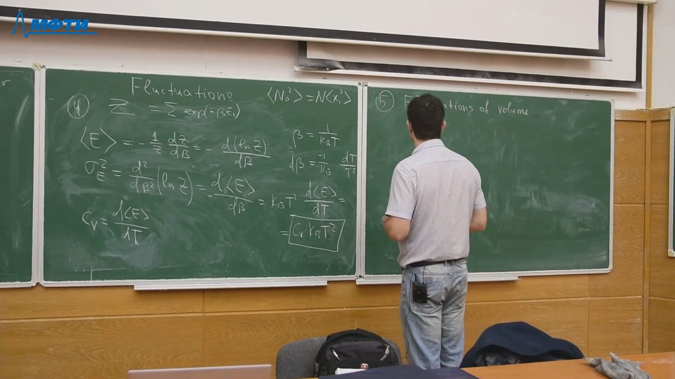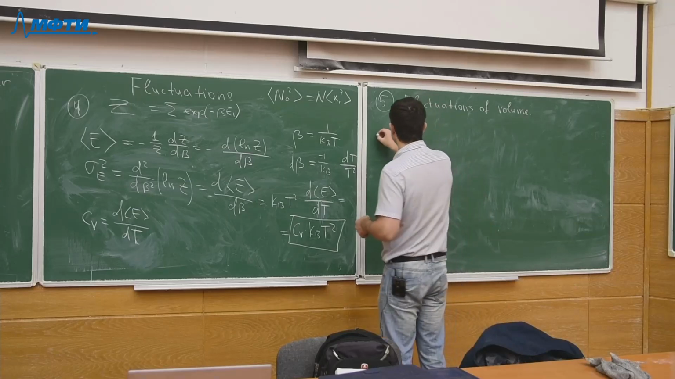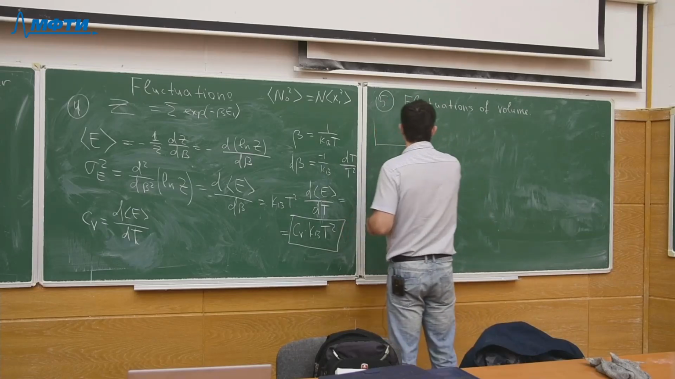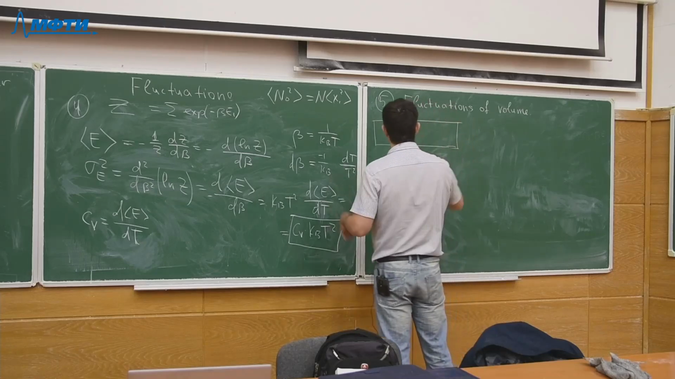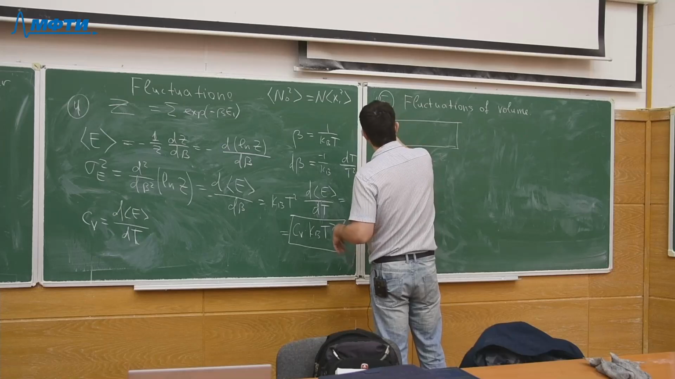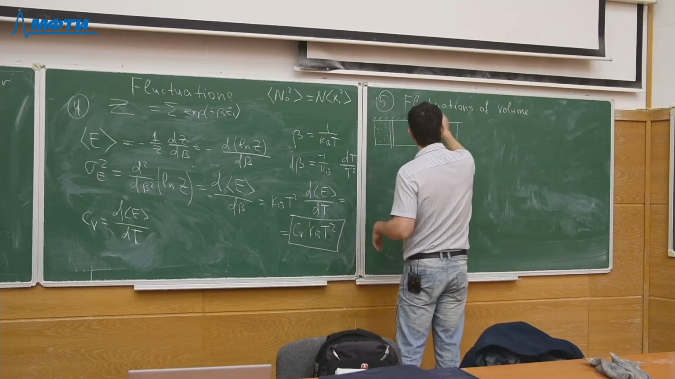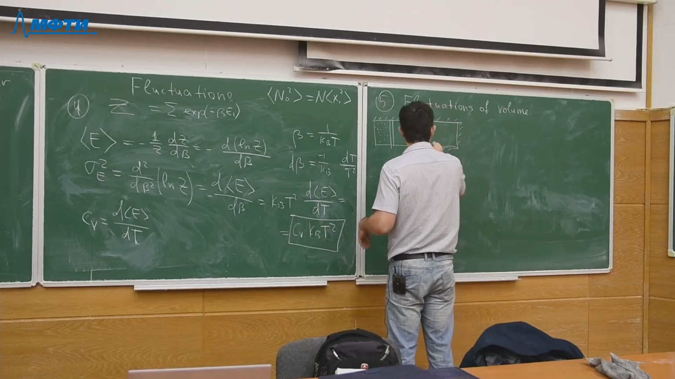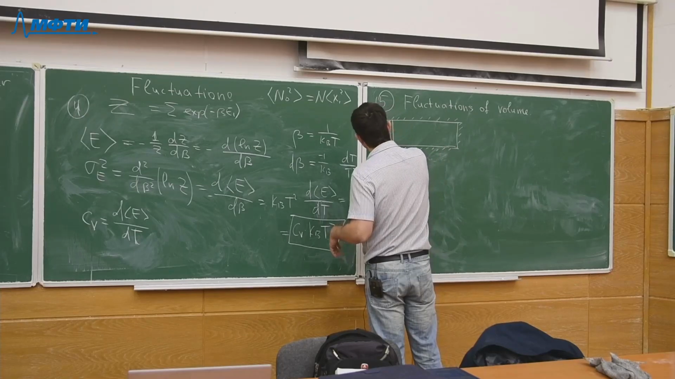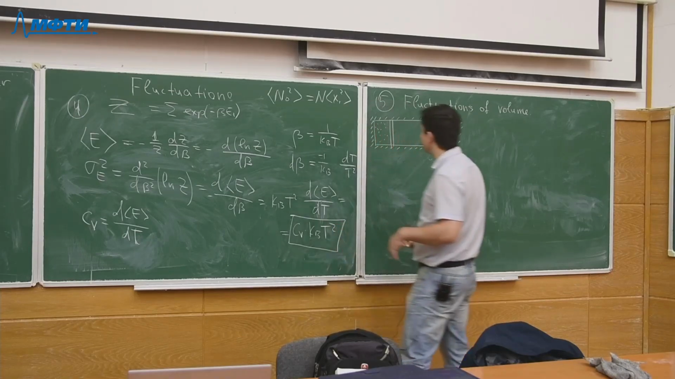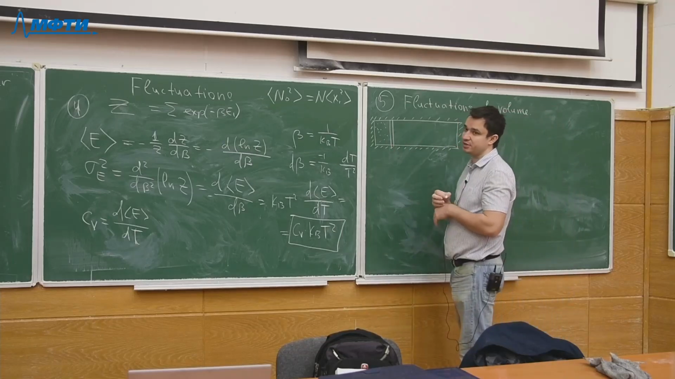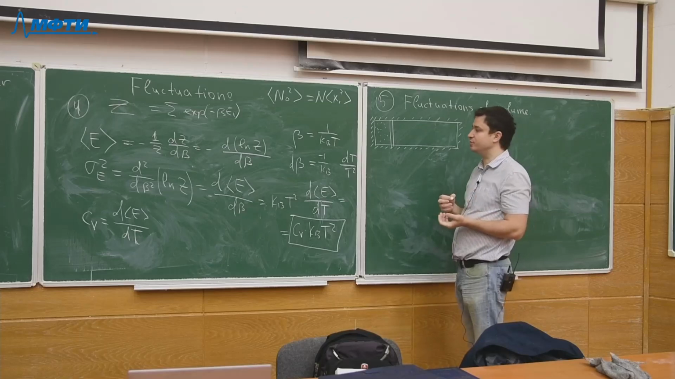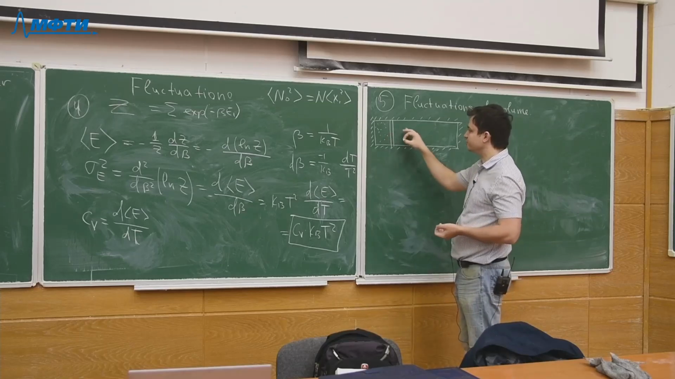So what I'm going to do now is assume that I have a certain portion of gas inside a very large vessel, and there is a small portion of this gas which is separated from the leftover portion of gas by a piston. And there is some equilibrium position for the piston, and this equilibrium is determined by the equivalence of pressures from both sides of the piston.